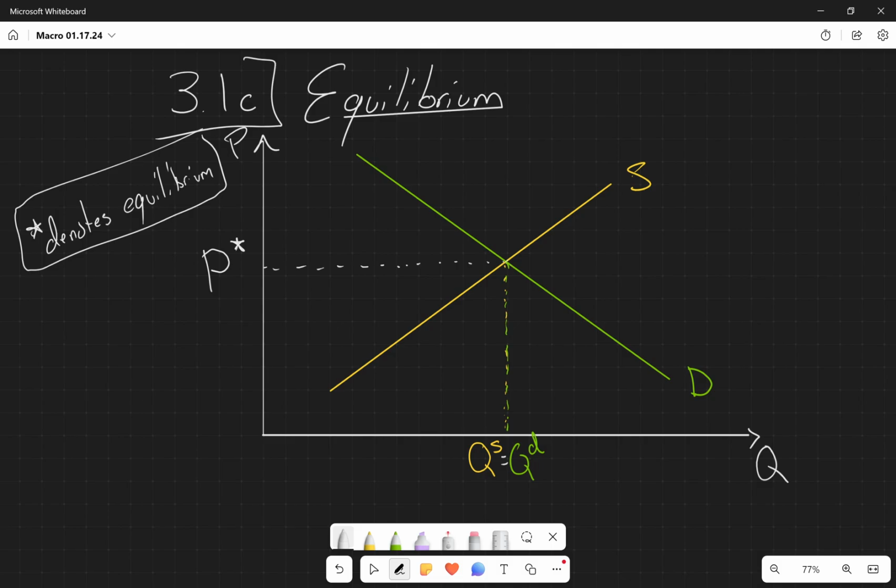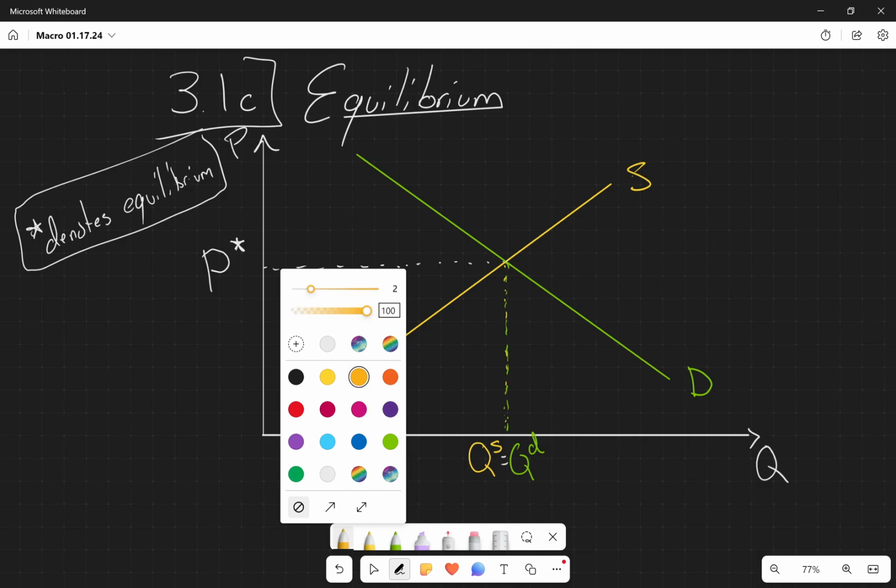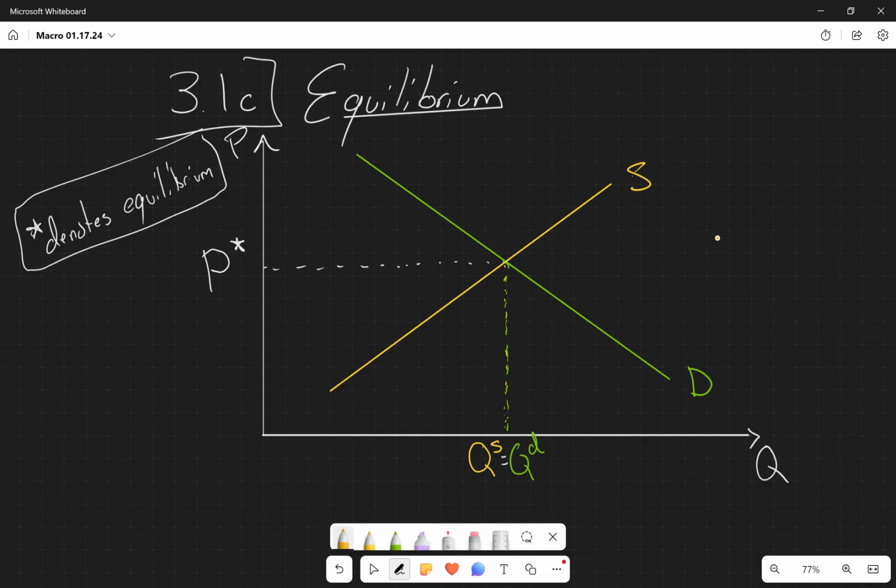What happens when we're out of equilibrium? Well, what if we were to have a price that is too high? So if we have a price that is too high here, right? Well, a price that is too high, when we reflect it off of the demand curve, we're going to end up with a quantity demanded down here, right? Why is that? Law of demand. As the price increases, people are going to consume less of that good.